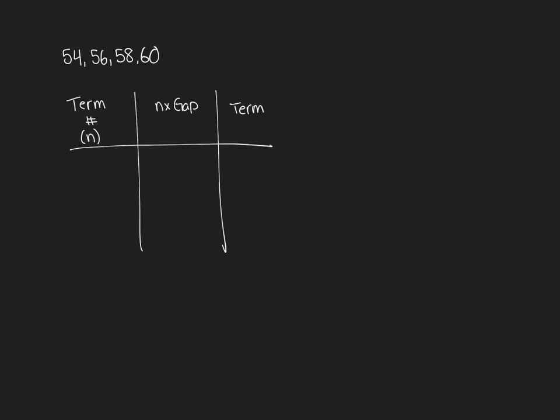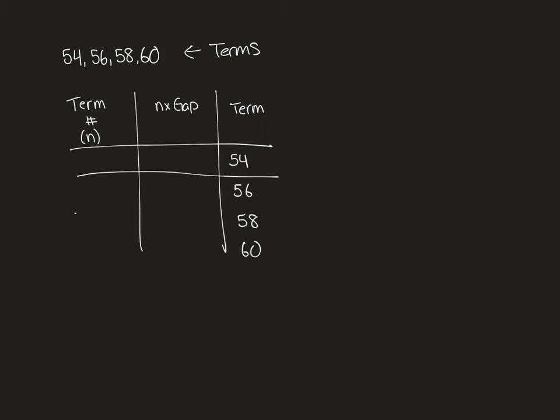Now, if they just give you a sequence of numbers, you need to write the entire chart on your own. So the first section is term number, or n. Then we have n times our gap, and finally our term. So they have given us, these are the terms. Okay, these are not the term numbers, these are the terms. So you could fill these in under the term column.